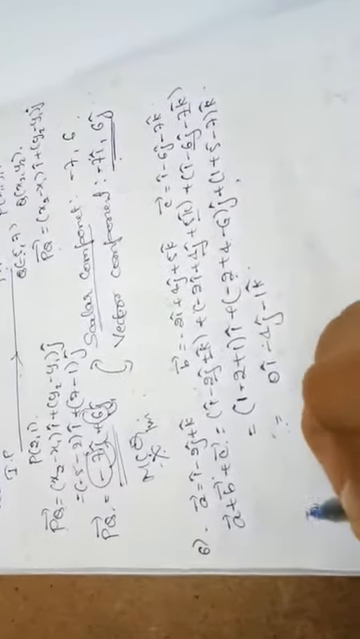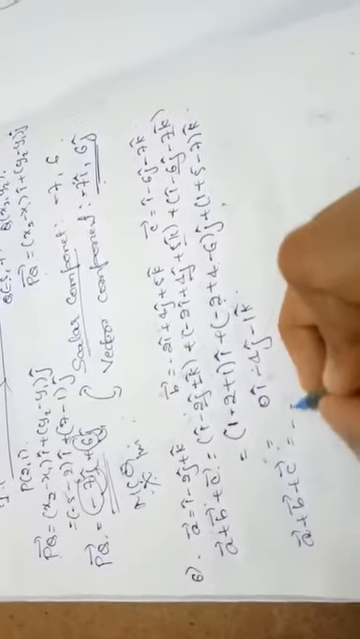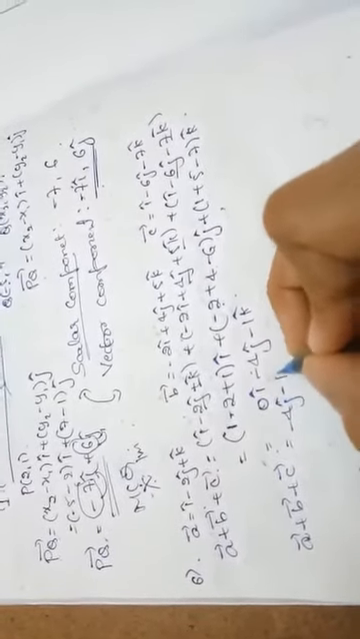So our vector A plus vector B plus vector C is nothing but -4 j cap plus k cap. So this is how we are going to find the sum of these three vectors. So let us move to the next question.